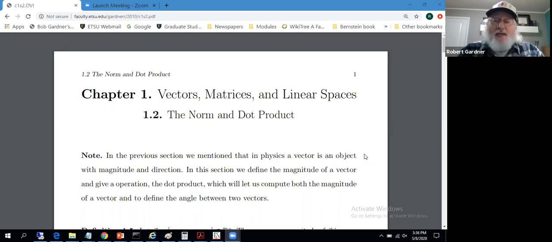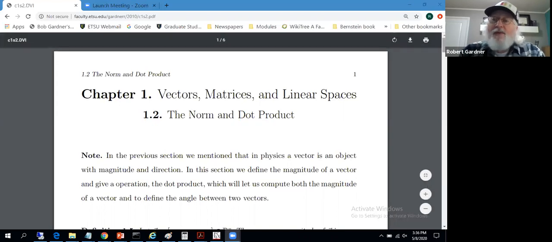So if you want to think in terms of arrows and the physical approach of magnitude and direction, you're good to go. You're always good to go with that in Rn. But there are exotic vector spaces out there where the idea of magnitude, for example, doesn't make sense. They're probably not very useful vector spaces, but they're out there.